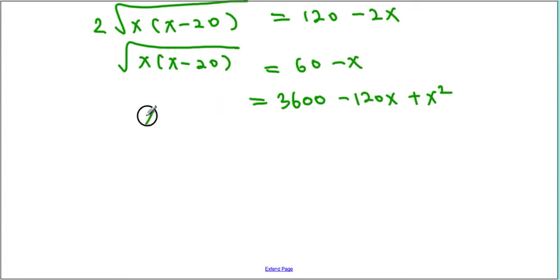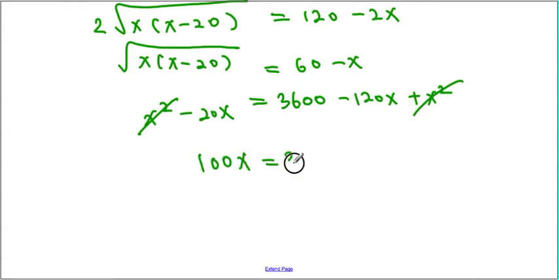Then we would have gotten x squared minus 20x. Then as you can see, x squared will cancel out. And by adding 120x to both sides, we'll end up having 100x on the left side, which is equal to 3600. Then by dividing by 100, x will be equal to 36.